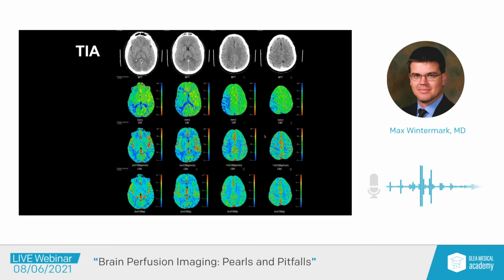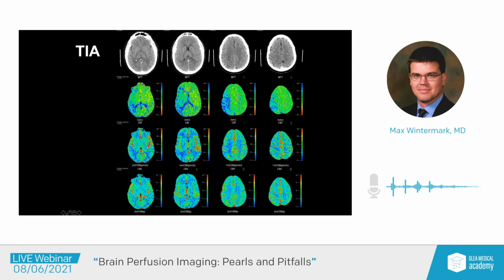In a patient who has a TIA, you see the mean transit time increased in the right MCA territory here. Perhaps I can convince you that the CBV is a little bit increased also if you look at the last row, and as a result, the CBF is maintained.